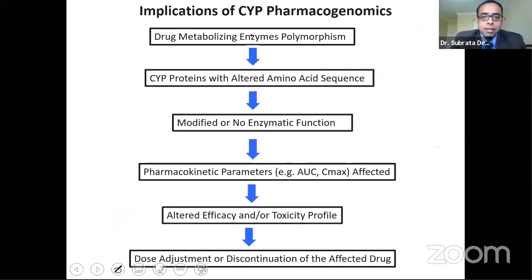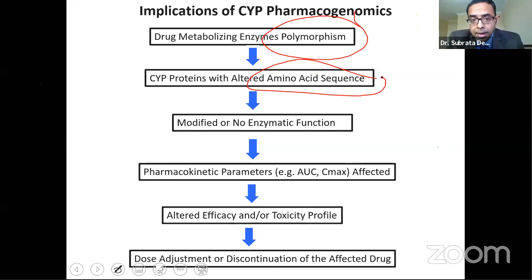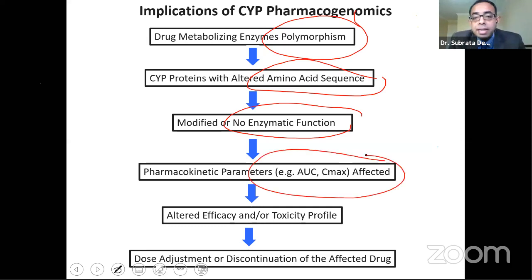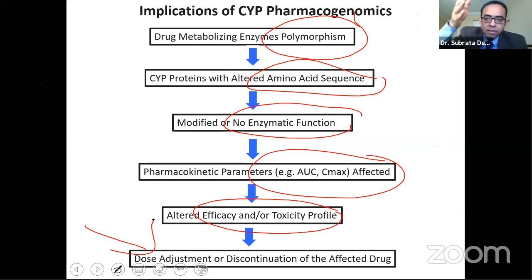And this is essentially summarizing what I have said so far: drug metabolism polymorphism occurs, meaning a change in sequence that leads to changes in the amino acid sequence of the protein, and then that means modified or no enzymatic function, which leads to a change in PK parameters, and leads to altered efficacy and toxicity, which will require either dose adjustment, meaning you need to lower the dose to avoid toxicity, or totally remove the drug from the patient. So this is a sequence of events we usually want to see from the lab to the patient, and modify the treatment plan according to that.